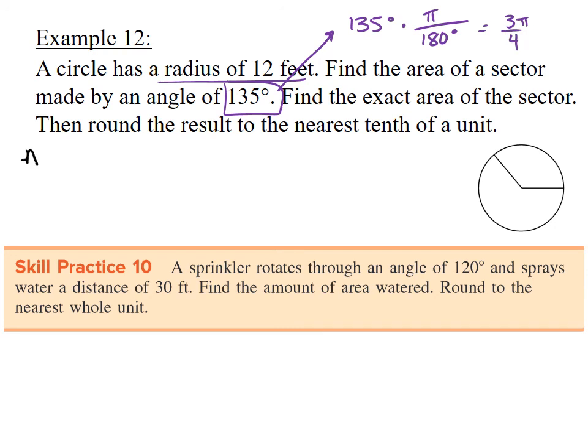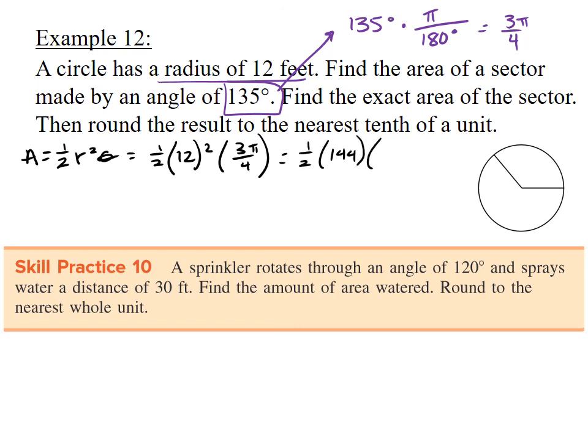Recall from the previous slide that the formula is A equals 1/2 r squared theta. So we have 1/2 times 3 pi over 4. Oops, I'm sorry. That is not the radius. The radius is 12. So 12 squared times theta, which is 3 pi over 4. This is half of 144 times 3 pi over 4. Half of 144 is 72 times 3 pi over 4.